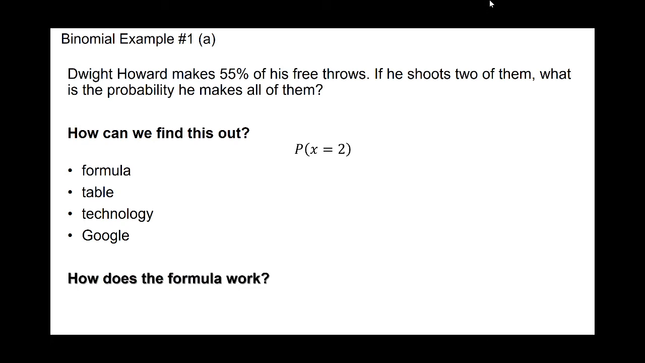So how does the formula work? Well, here's the formula. What we're going to do is figure out the first term, which is the number of trials we have, choose x. So what we want to do here is figure out how many combinations are of interest to us. Then we're going to multiply by the probability of success times the probability of failure on each one of the trials.